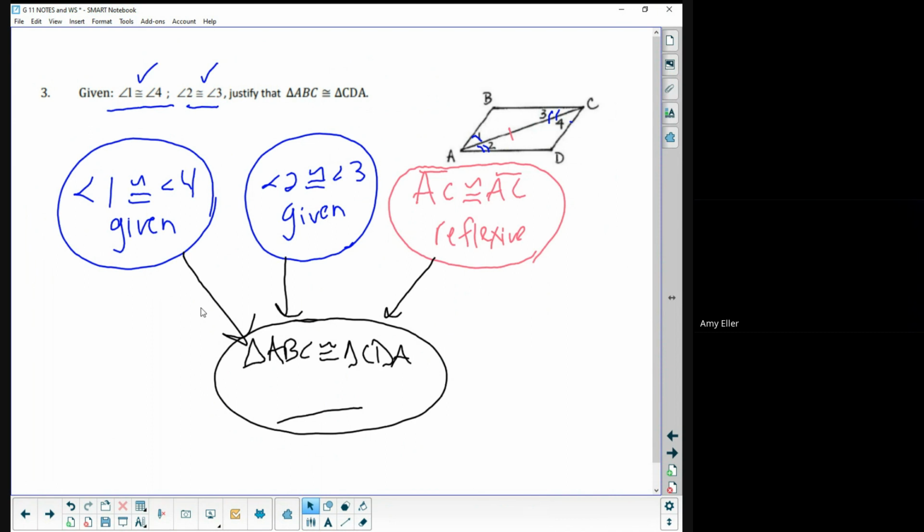Alrighty, let's check it over. The blue hopefully is pretty easy. I just take what they gave me and I rewrite it and I mark it in my picture. 1 and 4 matching symbols.